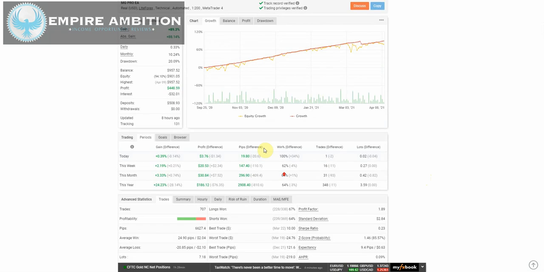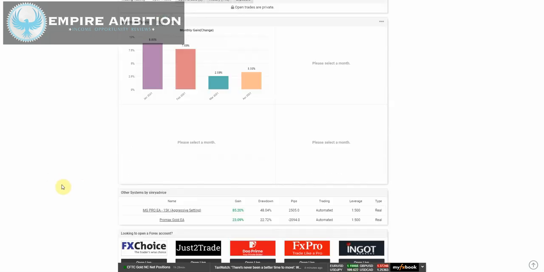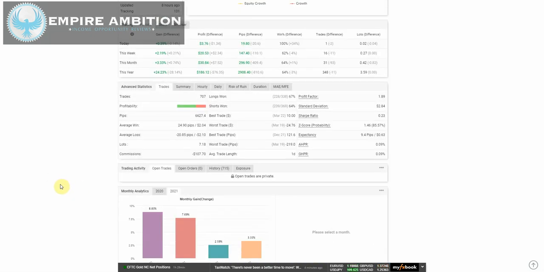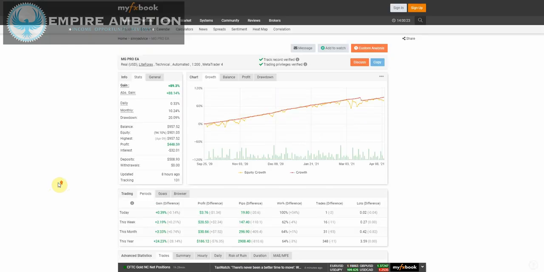And we can take a look at, where's it at here? Here it is. Longs won 67%, shorts won 64%. I think it said the average was 75%. So it's not too far off, but it's definitely not where they said it was on the actual sales page here. But like I said, it's to be expected. Cannot tell the market what to do. Obviously, the EA is going to do the best it can.